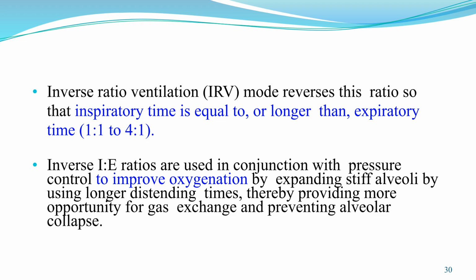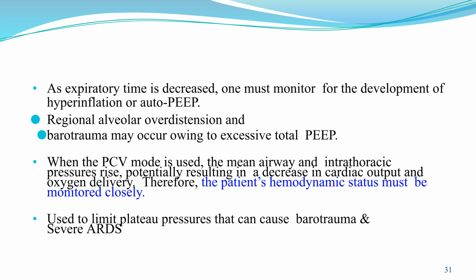Inverse ratio ventilation, or IRV, reverses the inspiratory to expiratory ratio so that inspiratory time is equal to or longer than expiratory time. It is used with pressure control to improve oxygenation by expanding stiff alveoli using longer distending times. With decreased expiratory time in IRV, monitoring for hyperinflation or auto-PEEP is essential. Increased mean airway pressure in PCV can decrease cardiac output, so hemodynamic status must be closely monitored. IRV is used to limit plateau pressures and treat severe acute respiratory distress syndrome.